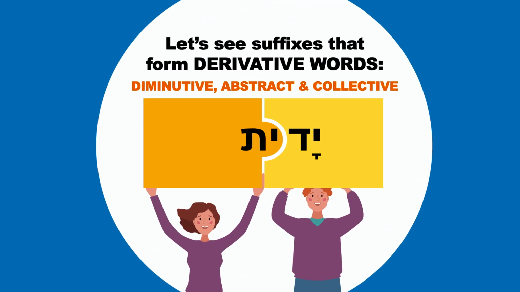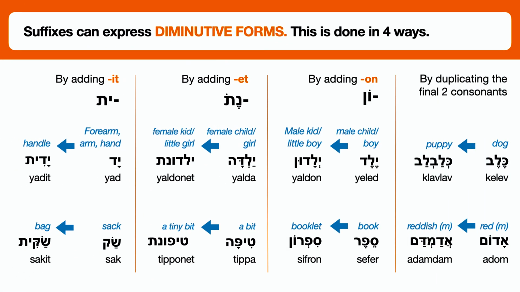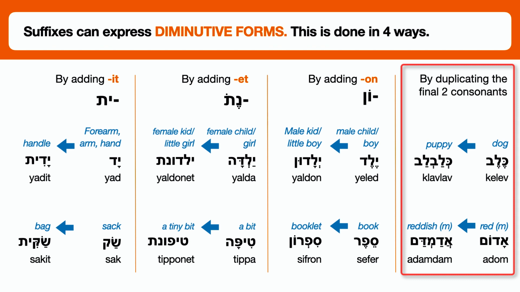Let's take a look at the suffixes that form derivative words. Suffixes can express diminutive forms, and this is done in 4 ways. We can do this by duplicating the final two consonants. Here are some examples. So, dog in Hebrew is kelev. And to say puppy, we say klevlav. Note that we duplicated the last two consonants of the word kelev, l and v. So, kelev, klevlav, dog, puppy.